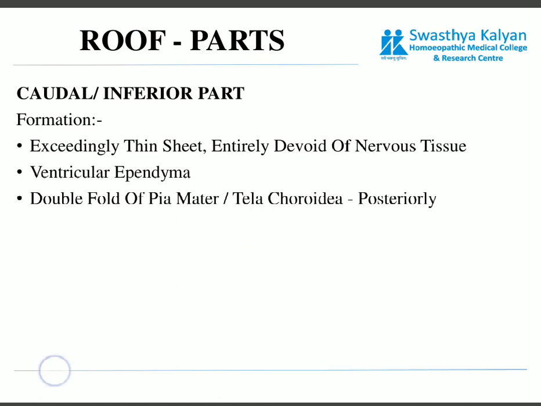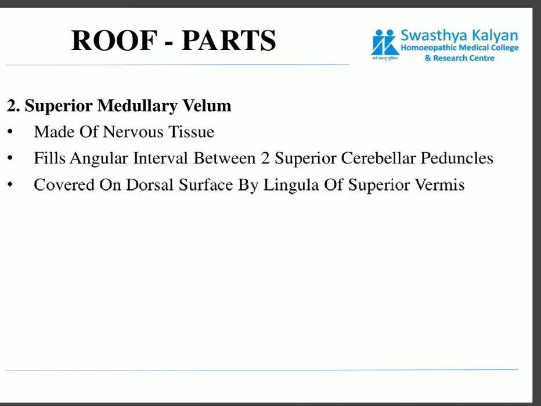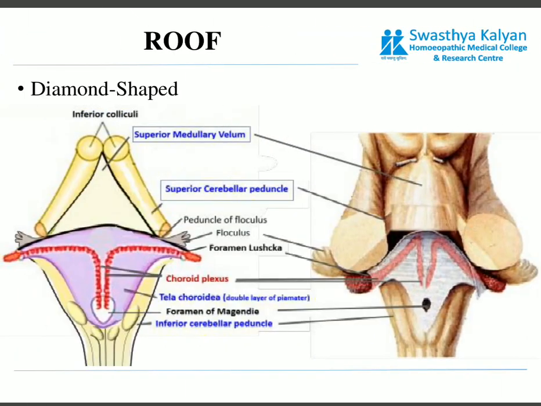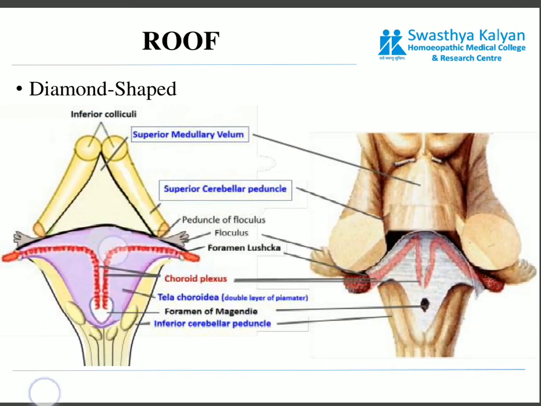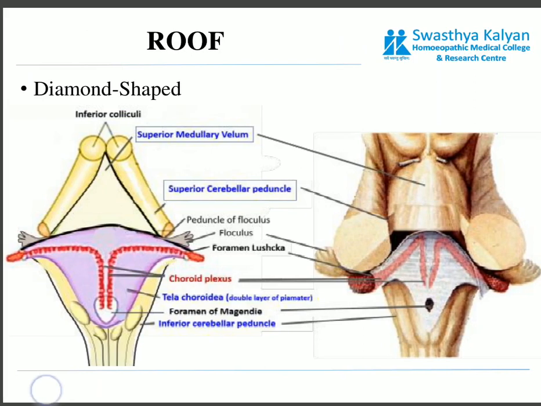Next is the caudal or inferior part of the roof. You can see here, this is the caudal, inferior portion. It is formed by an extremely thin sheet which is entirely devoid of nervous tissue. It is formed by ventricular ependyma, and then there is a double fold of pia mater which is known as tela choroidea.